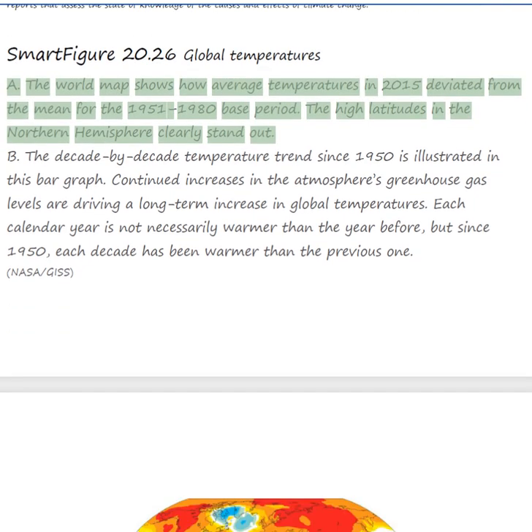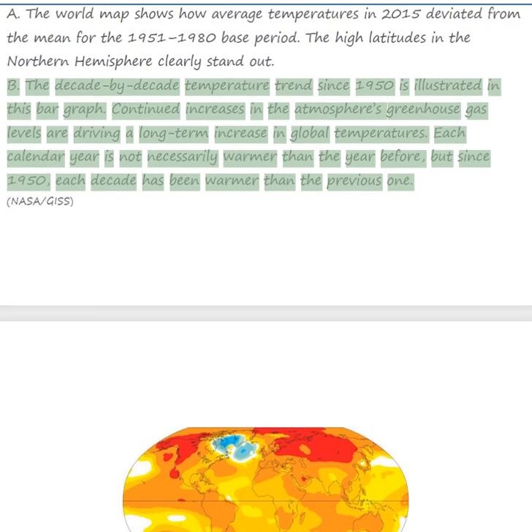A. The world map shows how average temperatures in 2015 deviated from the mean for the 1951-1980 base period. The high latitudes in the northern hemisphere clearly stand out. B. The decade-by-decade temperature trend since 1950 is illustrated in this bar graph. Continued increases in the atmosphere's greenhouse gas levels are driving a long-term increase in global temperatures. Each calendar year is not necessarily warmer than the year before, but since 1950, each decade has been warmer than the previous one.